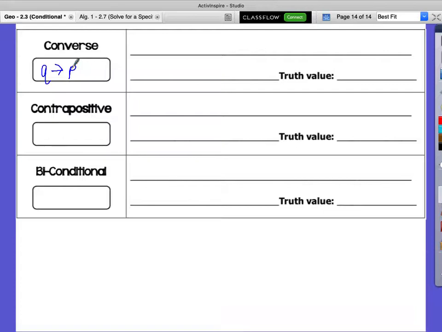Peyton, if what? What's our Q? If it is March, then what? Then it is St. Patrick's Day. That's what our converse would be. After we write if it is March, then it is St. Patrick's Day, we can say, is that true or false? False, and that's for the same reason. There's 30 other days in March. It could be any of those 30 other days.